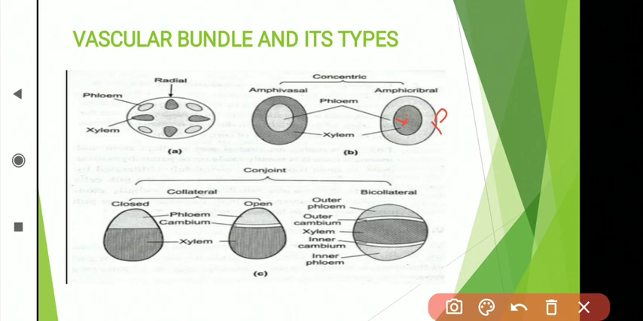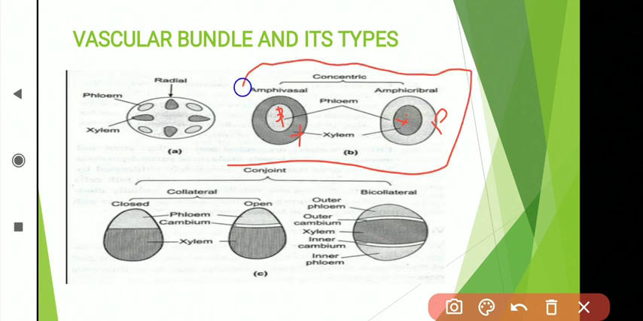Now the second type of concentric vascular bundle is called amphivasal, or we call it leptocentric or centrophloic, as phloem is present at the middle position. At the center phloem is there and the phloem is surrounded by the xylem. So that's why it is called centrophloic type of concentric vascular bundle, or amphivasal type of vascular bundle. This type of vascular bundle is present in the Dracaena stem. So this is the second type of vascular bundle, that is the concentric type.